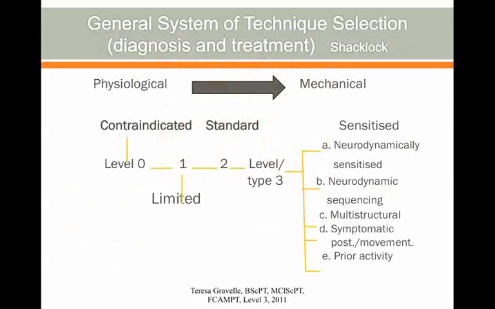Shacklock uses a level system to select his techniques for assessment and treatment. Most patients would be at a level 2, where the standard neurodynamic tests and treatment procedures, as described earlier, would be used. If the person is at a level 0, that would be when neurodynamic testing is completely contraindicated. At a level 1, the test and treatment are modified so that the sensitive neural structures have minimal movement. This would be in the case of a highly irritable condition.